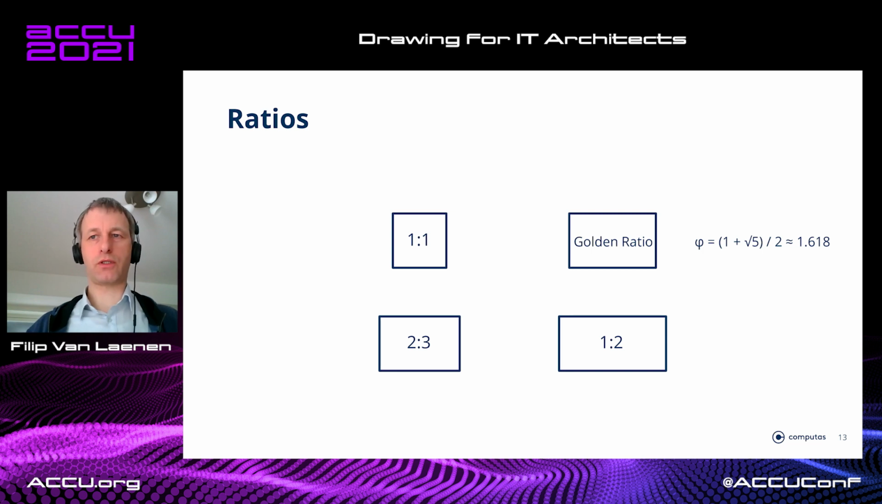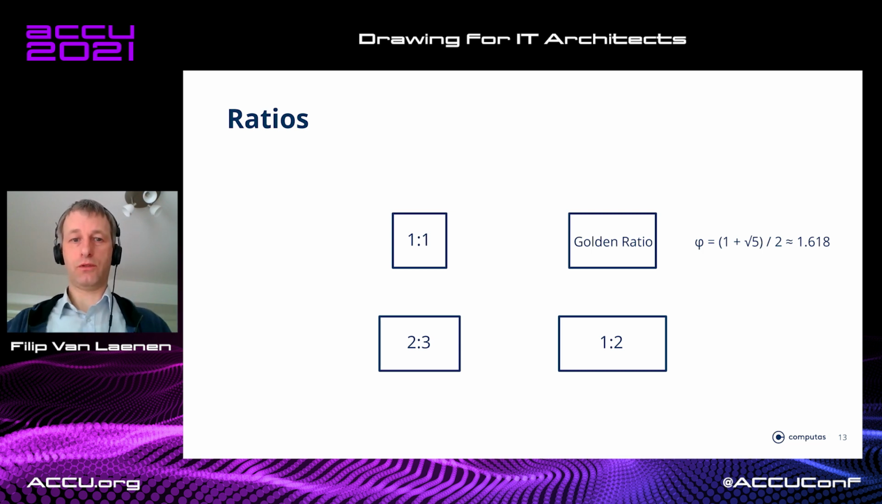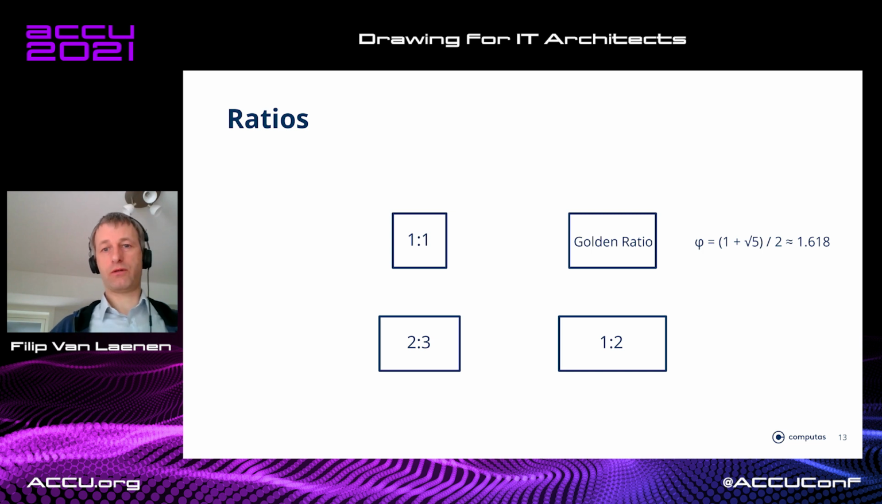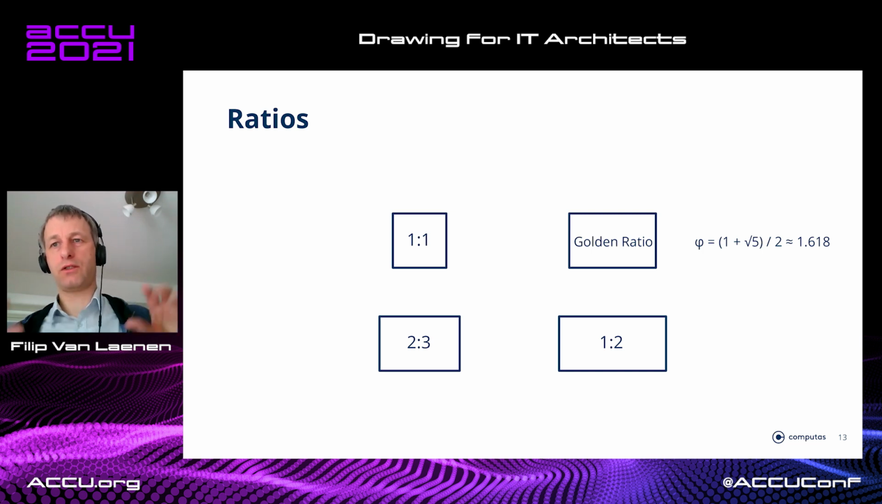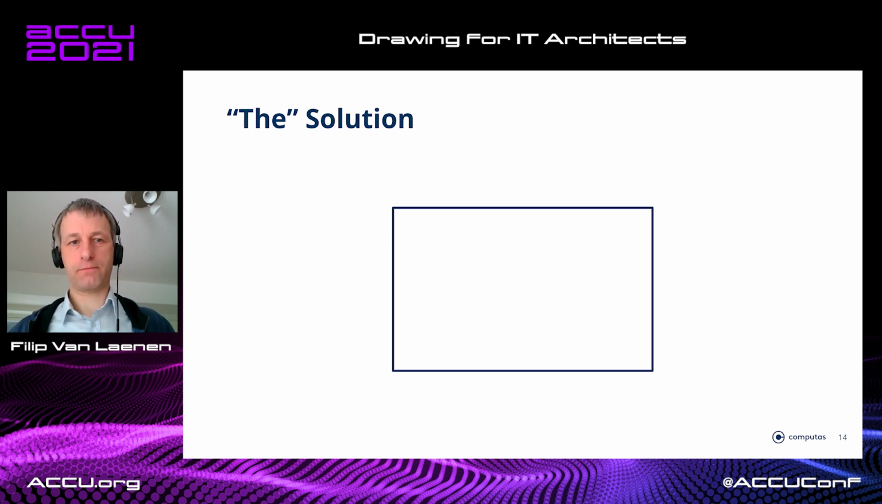Usually, if you're drawing a box in an IT drawing, and you're also putting some text into it, you will end up with something like 2 to 3 or 1 to 2, with two rectangles at the bottom. That's what I often would draw, even though the 1 to 2 rectangle looks a bit longer than what you would normally draw as a neutral rectangle. But that gives a bit more place for your text. So we're back to the solution, a rectangle.